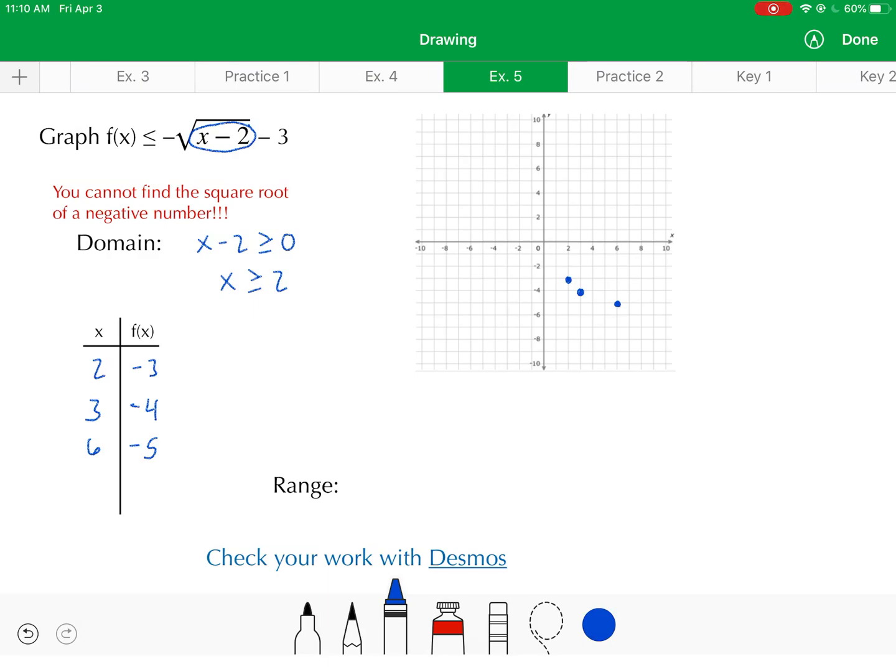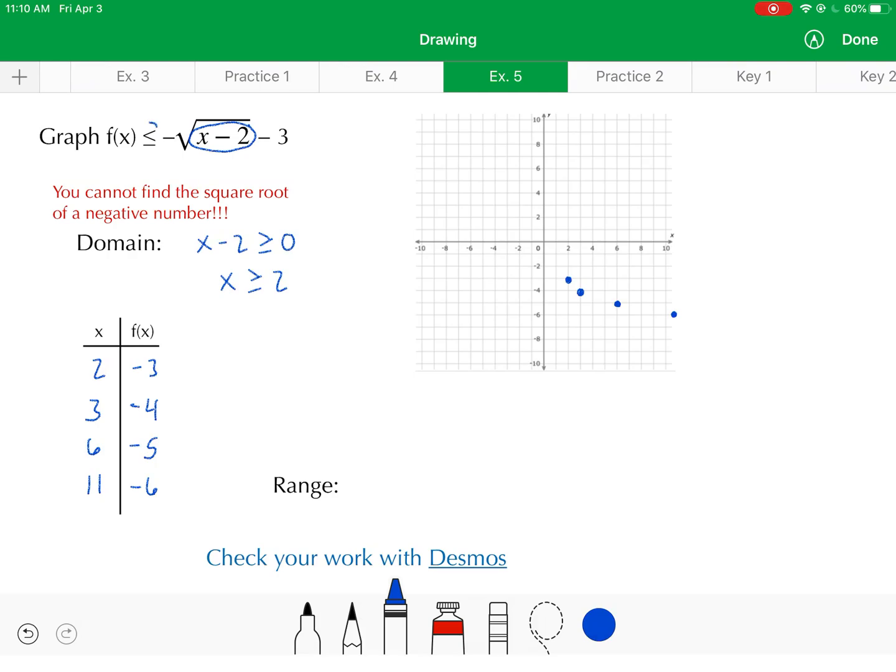All right, and then we could do, it'll take us a little bit off the graph, I should say, but we'll try 11 next. 11 minus 2 is 9, square root of 9 is 3. Take the negative of that, -3, -3 minus 3 is -6. So we'll just estimate the location of that right about there.